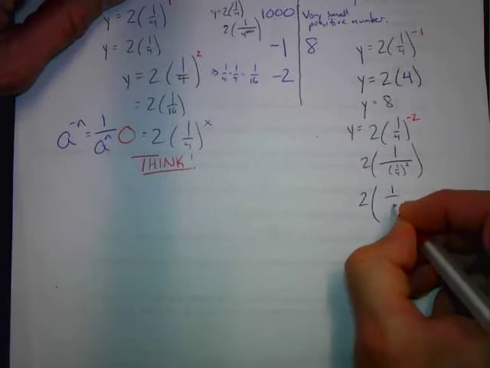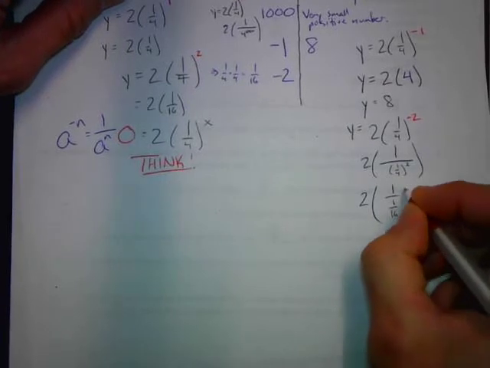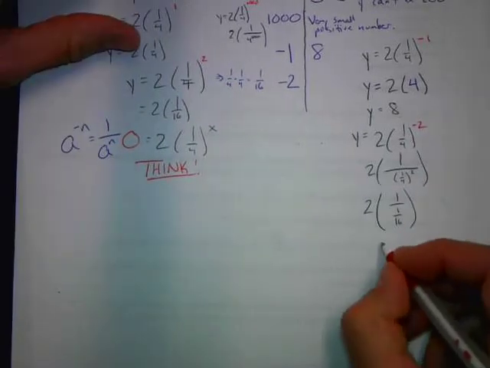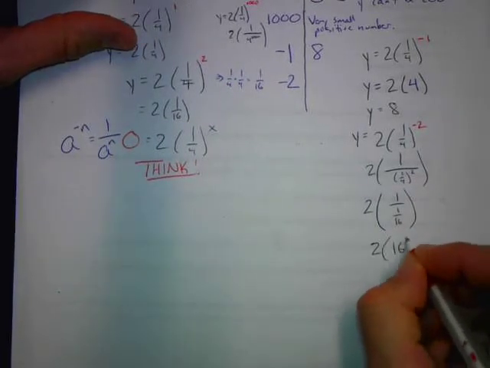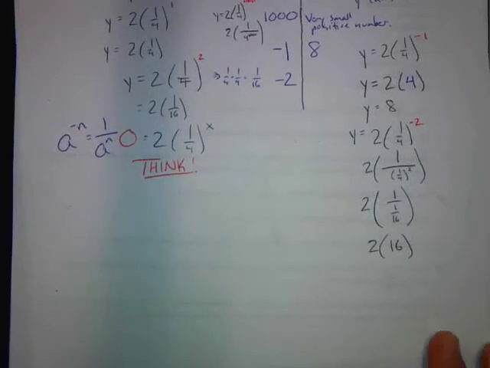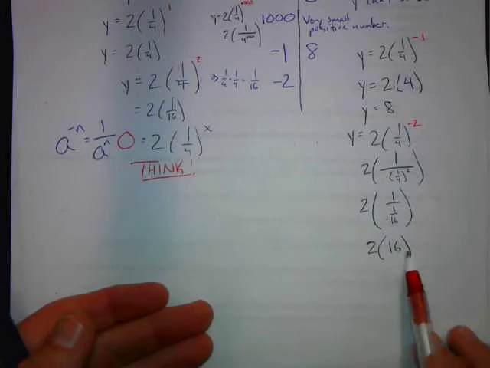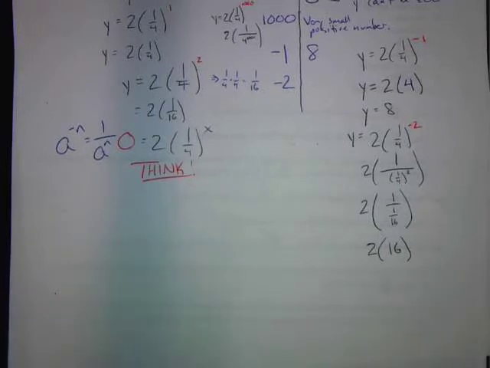So we'd have 1 over 1/16. And what's 1 divided by 1/16? Please put your thinking cap on. Don't let me steal from you. It's +16. So if x was -2, y is 2 times 16, or 32.